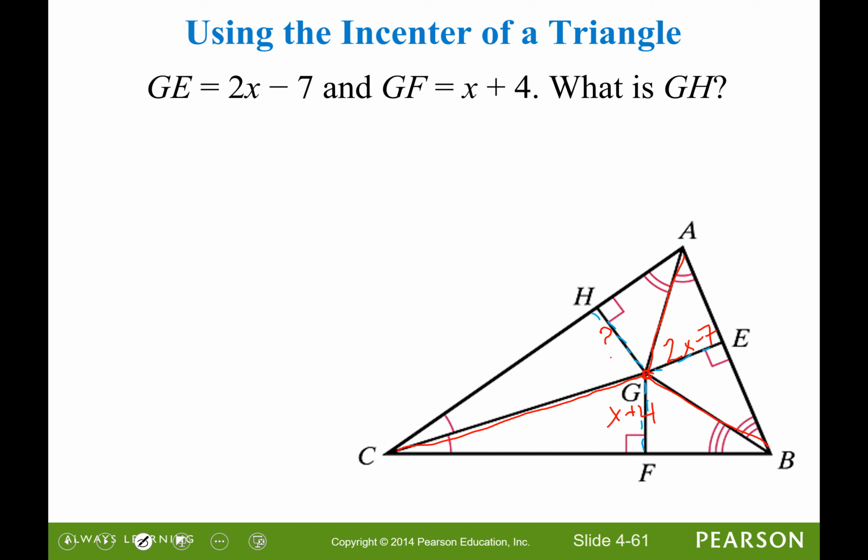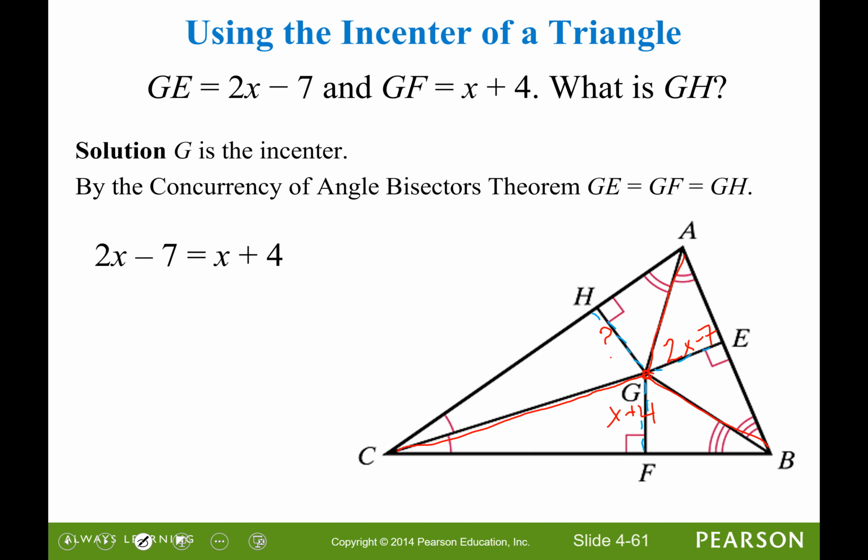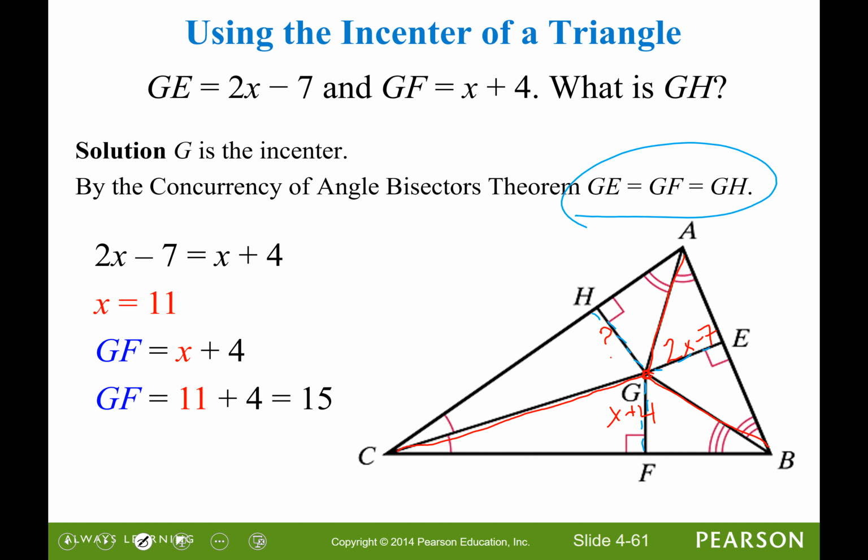So we can write an equation. We can set any of them equal that we want to. We have 2 of them that have expressions, so we can set the x plus 4 and the 2x minus 7 equal to each other. Minus x from both sides and add 7 to both sides, and you get x equals 11. So GF is 15 units because it's whatever x is, which we know is now 11, plus 4 more. And if GF is 15 units, then all 3 of those, GF, GE, and GH, are 15 units as well. So we were asked to find GH, and it is 15 units.